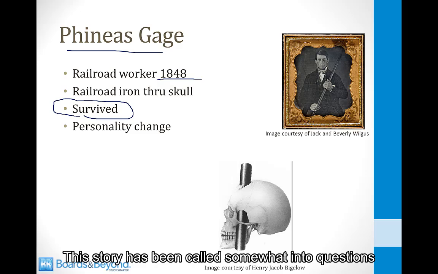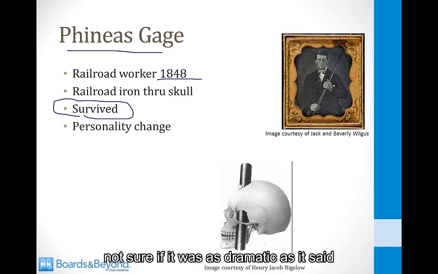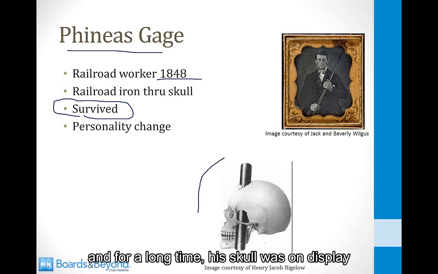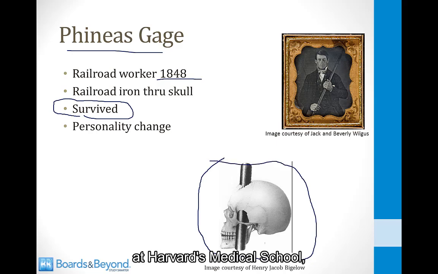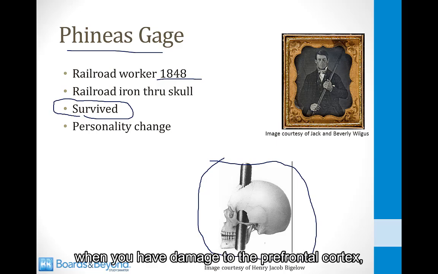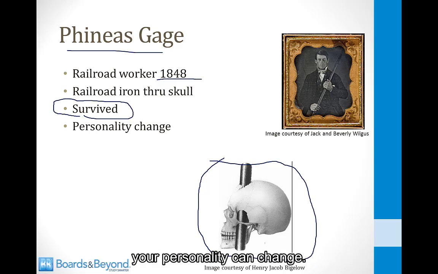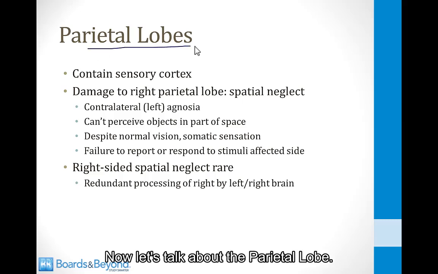This story's been called somewhat into question. It's not sure if it was as dramatic as it said, but regardless, the accident actually happened, and for a long time, his skull was on display at Harvard's medical school. I'm not sure if it's there anymore. But this is an example of what can happen when you have damage to the prefrontal cortex. Your personality can change. Now let's talk about the parietal lobe.